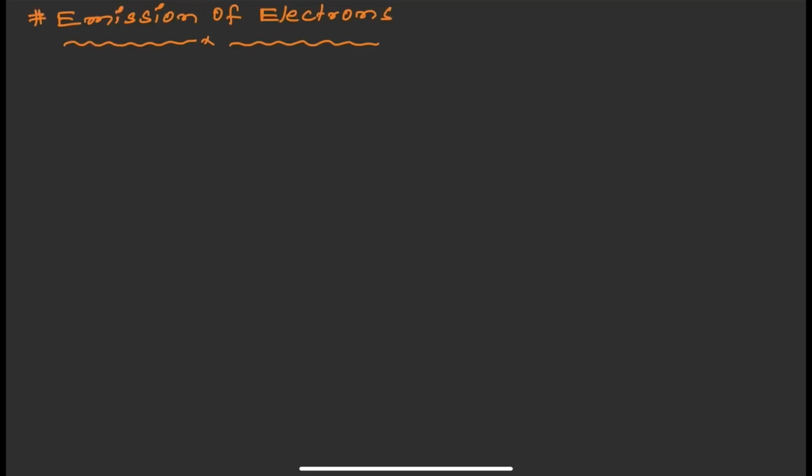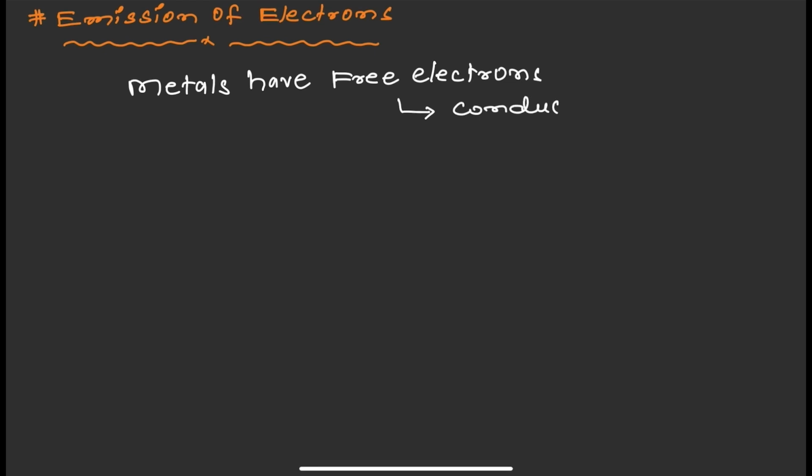Emission of electrons. Metals have free electrons. These free electrons are responsible for conductivity. However, these free electrons cannot normally escape from the metal surface.